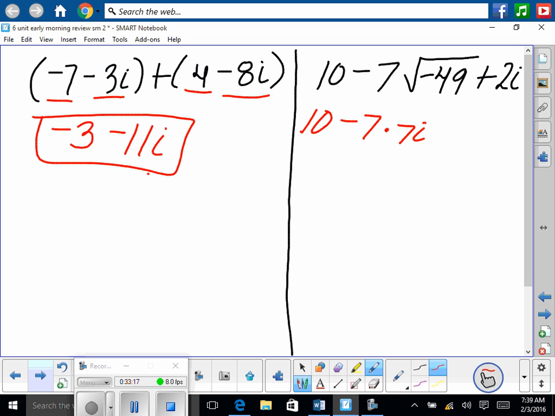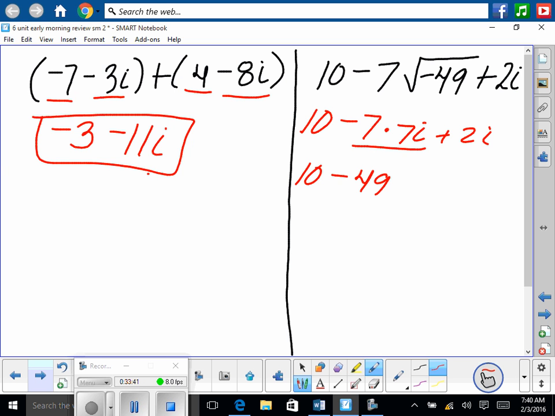7i, right? Not negative 7, okay? If we have a negative under a square root, it's i. So we have 7 times 7i and then plus 2i, right? Everybody, do you see what I'm doing here? Now don't do 10 minus 7. Isn't 7 multiplied? Think about order of operations. Don't you multiply before you subtract or add? So we've got to actually multiply that together first. So we have 10 minus 49i, right?